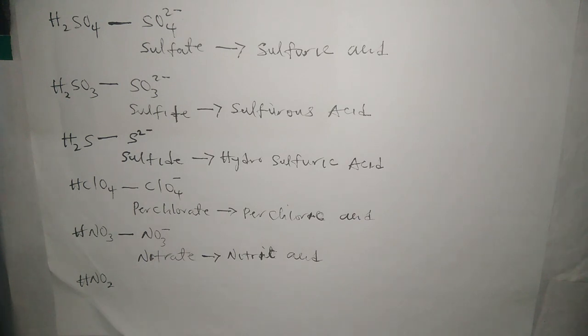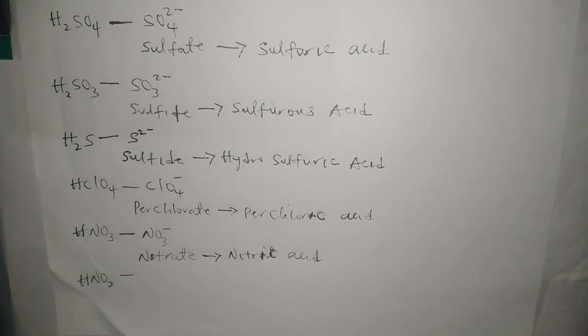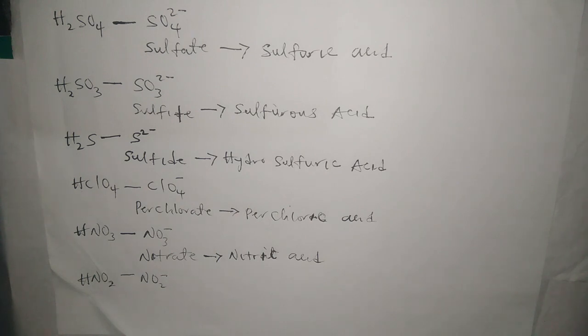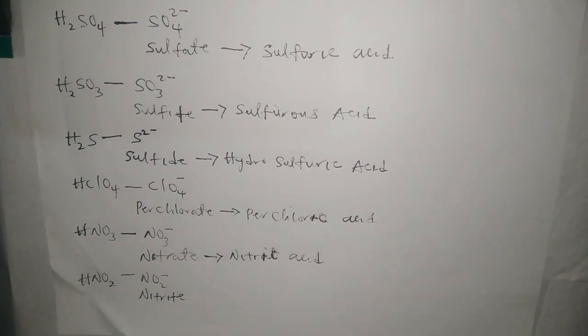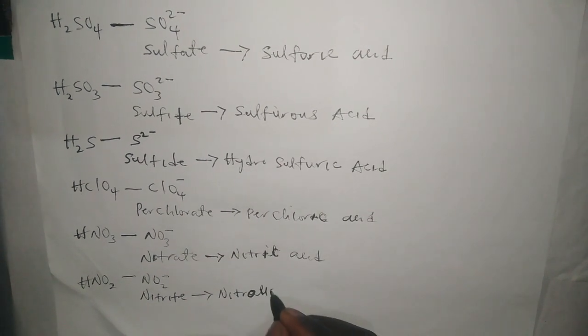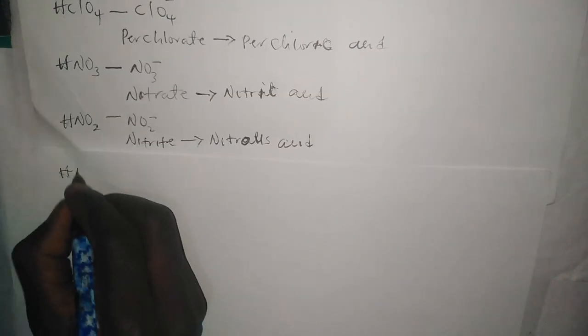HNO2? Now in this case, we still go by our rules. We first identify the polyatomic or monoatomic ion in the acid, and in this case we have NO2-. NO2- is known as nitrite. Now nitrite ends with ITE. Based on the rules, we are going to replace ITE with OUS and then we'll add acid. So it becomes nitrous acid.